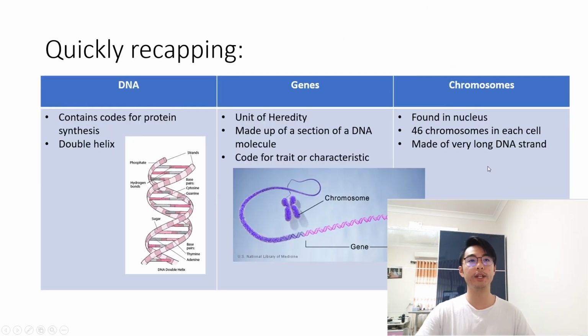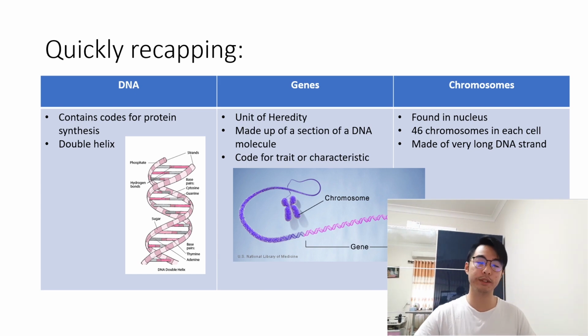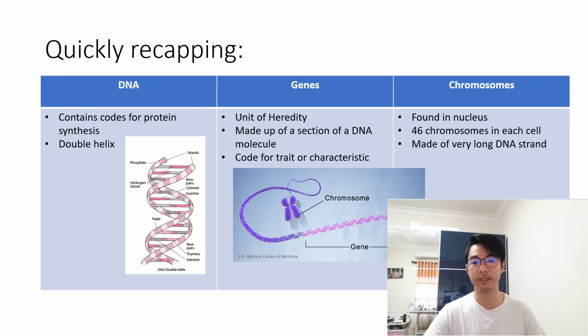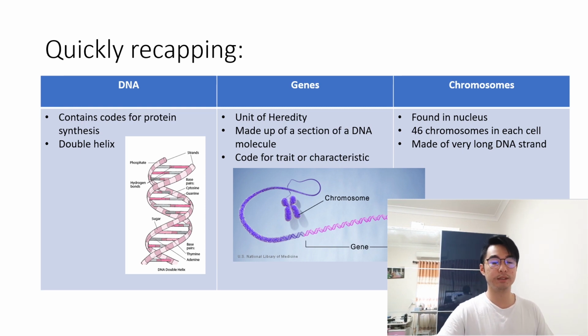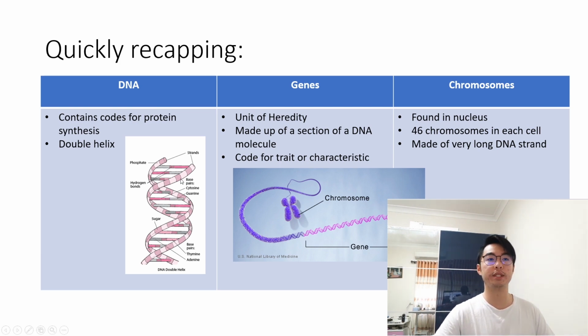Okay, so quickly recapping the three keywords that we've spoken so far. DNA is a cell's genetic material. It contains the codes for protein synthesis, and these proteins will then be expressed through physical appearances if it codes for a physical characteristic. And DNA is usually found twisted up in a double helix shape.